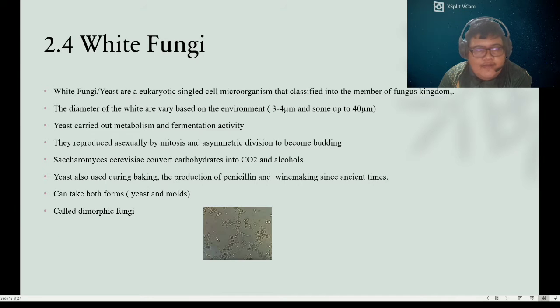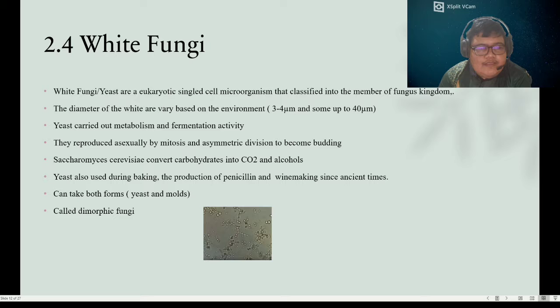Okay, white fungi. White fungi or yeast are eukaryotic single-cell microorganisms that are classified as members of the fungus kingdom. The diameter of the white fungus varies based on the environment, typically 3 or 4 micrometers, but some of them can be as big as 40 micrometers.